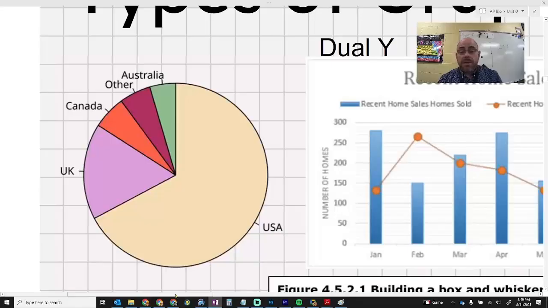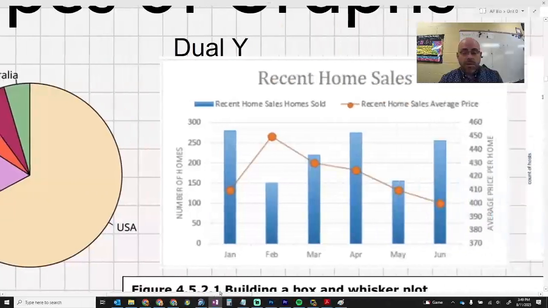But it is comparison to the whole. Comparison of one thing to the whole thing is what a pie chart is used for.